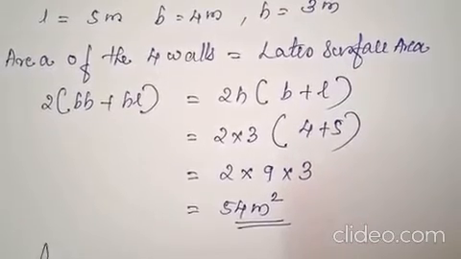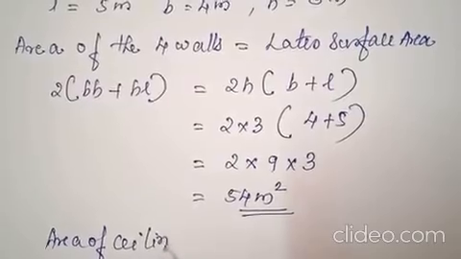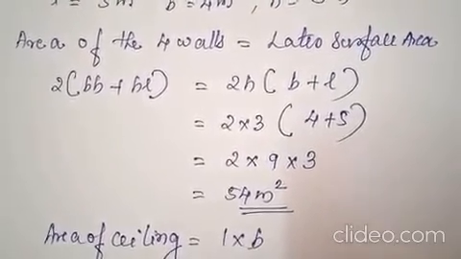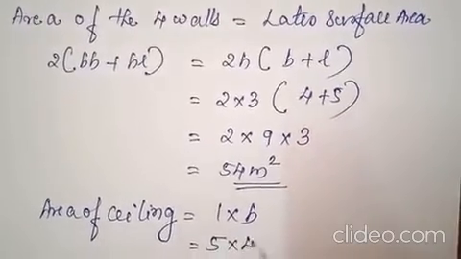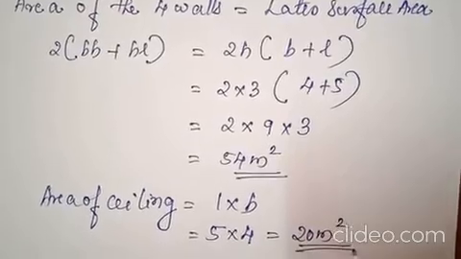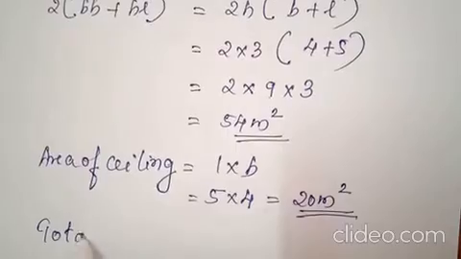Then we have to find the area of the ceiling. Area of the ceiling means rectangle area, which is L into B. L is here 5, breadth is 4. 5 into 4 is 20 meter square. So we got the area. So we have to find the total area.